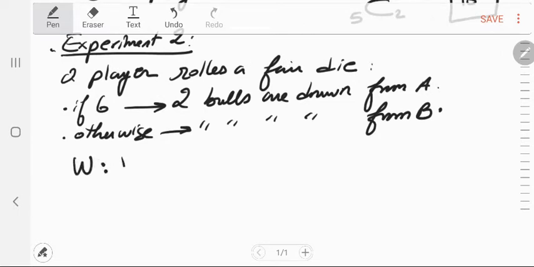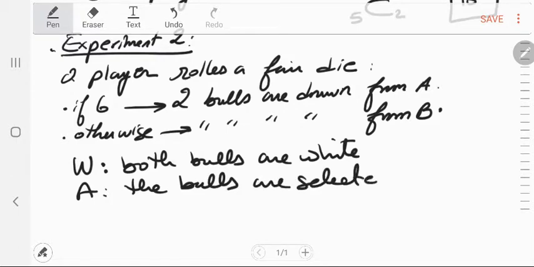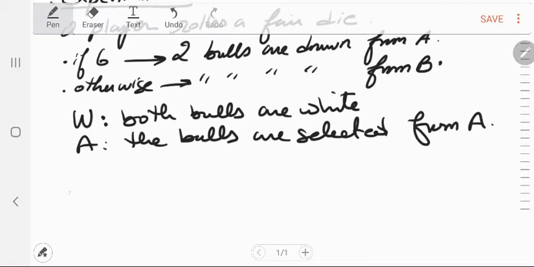W, both balls are white. A, the balls are selected from A. So the first question is to calculate the probability of A, or probability of actually B. B, we don't need to mention the event B here, it's A bar. Calculate the probability of W slash A.